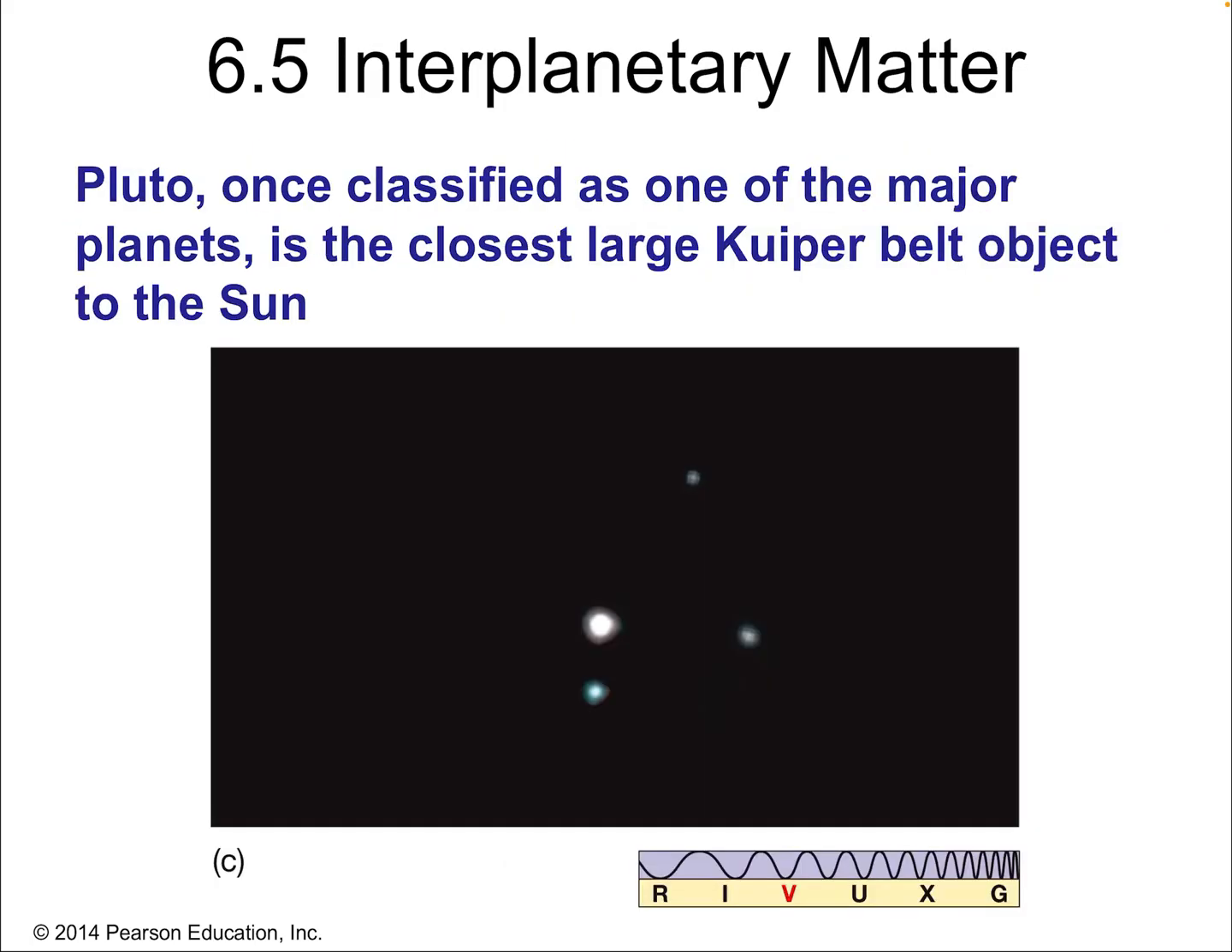All right. Pluto, which was once classified as one of the major planets, right, is the closest of the large Kuiper Belt objects. Okay, that's why it was discovered first, and it took some time until the other major Kuiper Belt objects were discovered. But there are some that are in fact more massive or have a greater radius than Pluto. So Pluto's only really special in that it's the closest. Okay, but it's outside of Neptune's orbit. It is part of the Kuiper Belt.